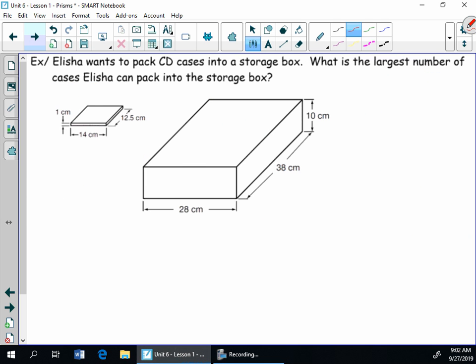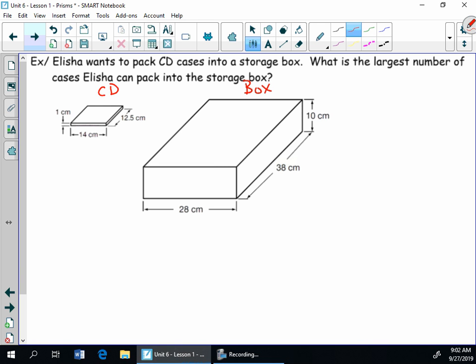Okay, let's try another one. Alicia wants to pack CD cases into a storage box. What is the largest number of cases she can pack into the storage box? So here's our CD case, the small one. Here's the box. How do I figure out how many CDs fit in the box?